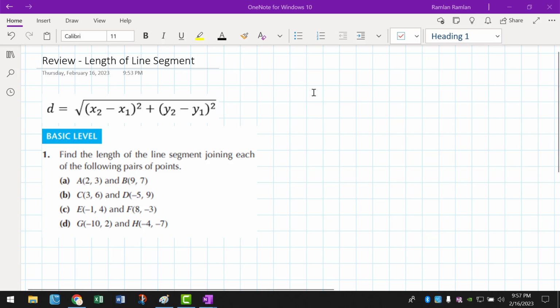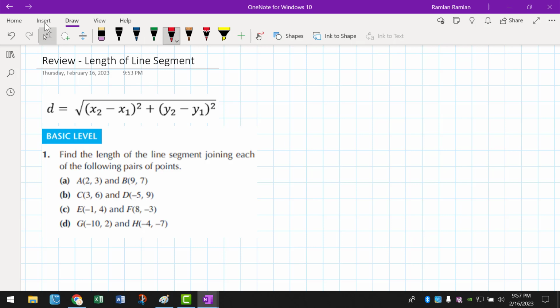Okay, so for this video, I'm going to explain about length of line segment, and we're going to discuss a couple of questions here. The formula is only one, which is d equals the square root of (x2 minus x1) squared plus (y2 minus y1) squared. Basically, it's just like finding the horizontal distance and the vertical distance, and then you do a Pythagoras formula, actually. Yeah, so let's jump to the example.